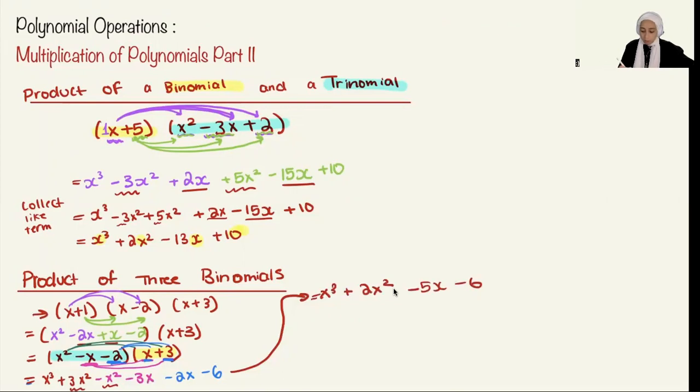All I need to do is ignore the third binomial, multiply out the first 2, and then I'll have a trinomial, and I'll multiply it by my binomial, okay? And I get this expanded expression over here.